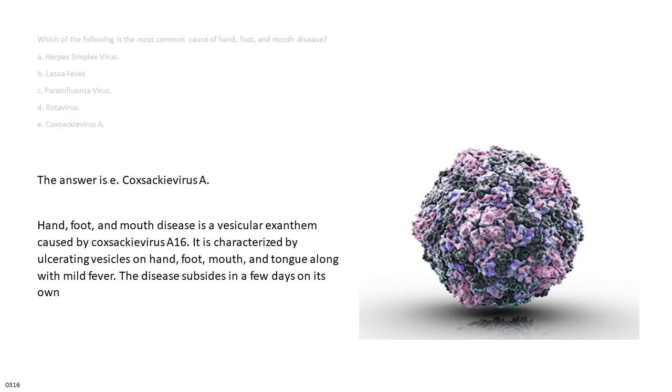The answer is E. Coxsackie virus. Hand, foot, and mouth disease is a vesicular exanthem caused by Coxsackie virus A16. It is characterized by ulcerating vesicles on hand, foot, mouth, and tongue along with mild fever. The disease subsides in a few days on its own.